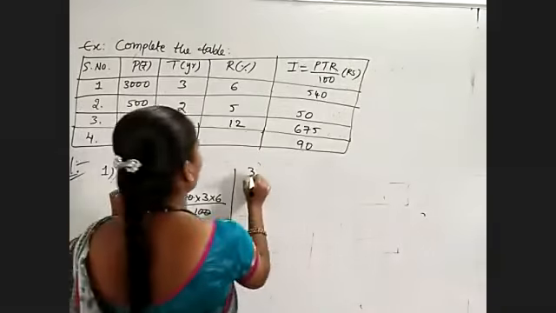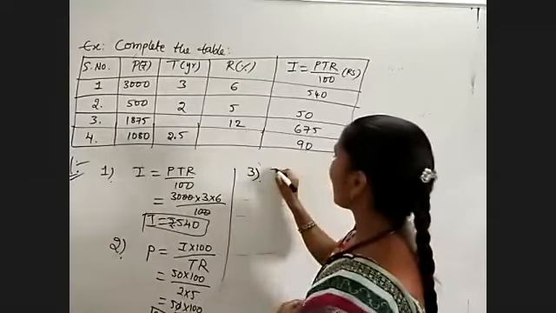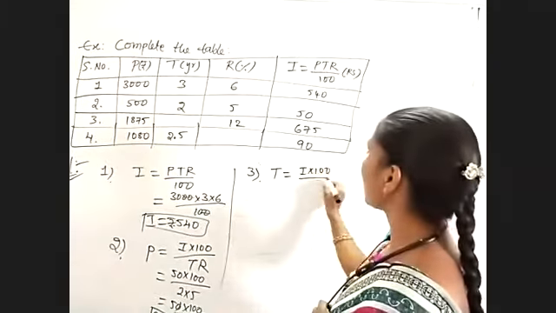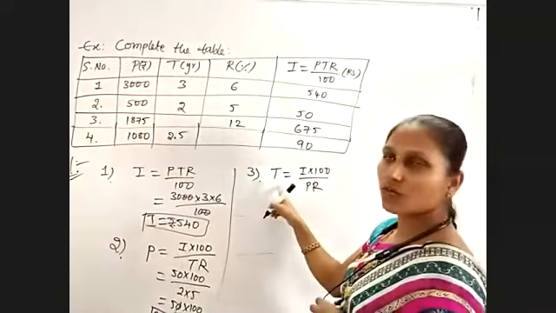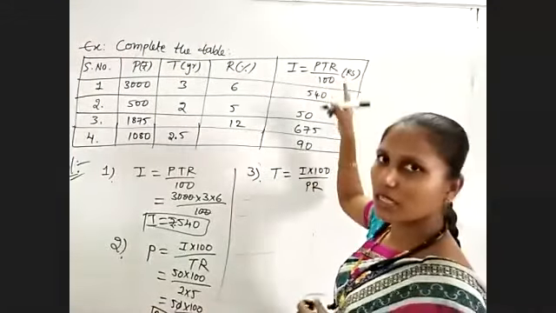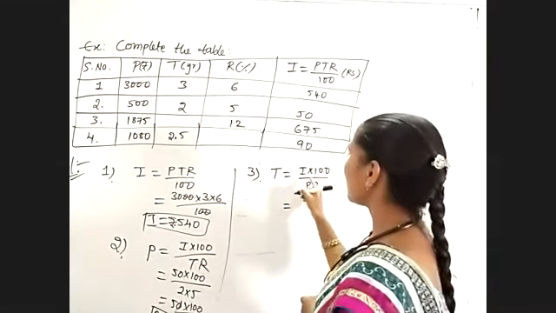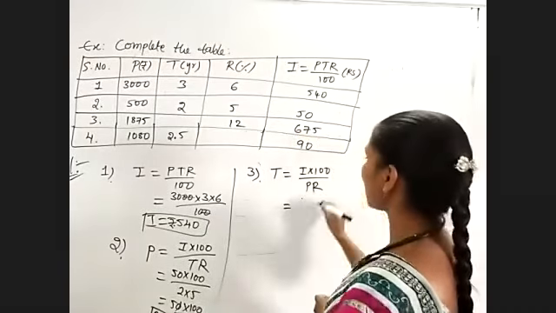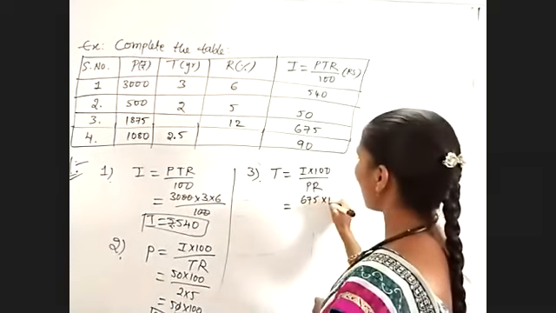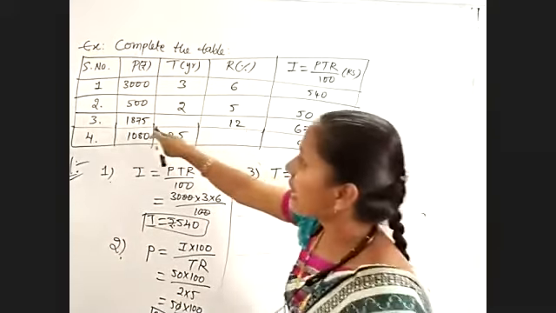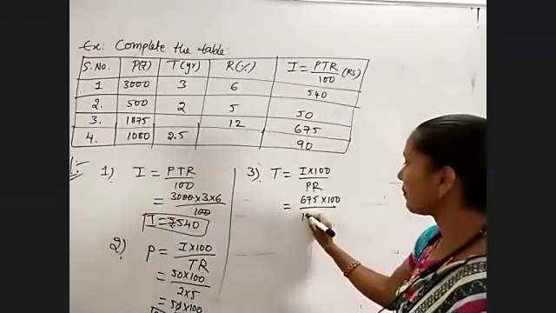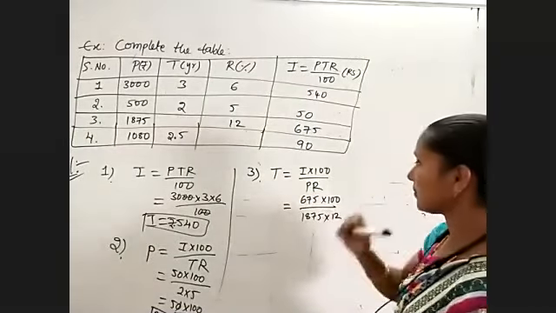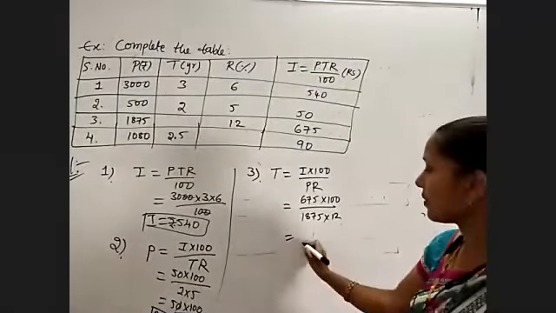So for third problem, T value we have to find. So what is the formula for T? I into 100 by PR. If you did not remember this formula, just substitute in the original formula. That's all. So which is equal to I value is 675 into 100 by P value is 1875 into R value is 12. So do the cancellation, you will get some value here.